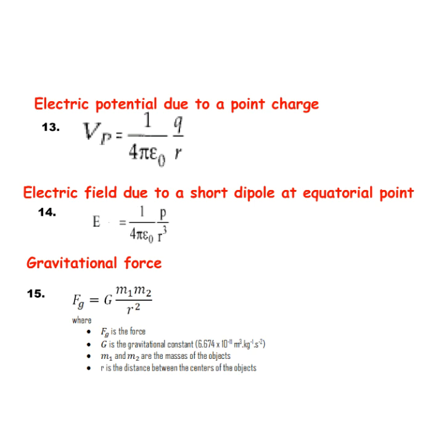Then next is the gravitational force. So Fg is equal to capital G m1 m2 divided by r squared, where Fg is the force, G is the gravitational constant, m1 and m2 are the masses of the objects, and r is the distance between the centers of the objects. Okay, hope you understand.